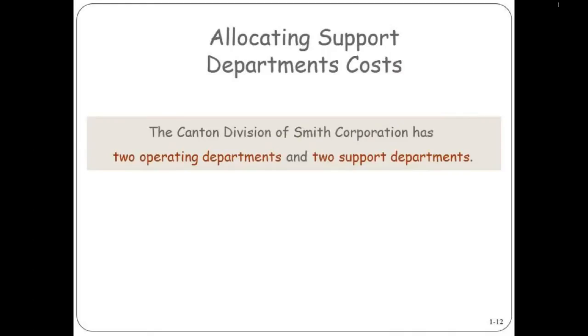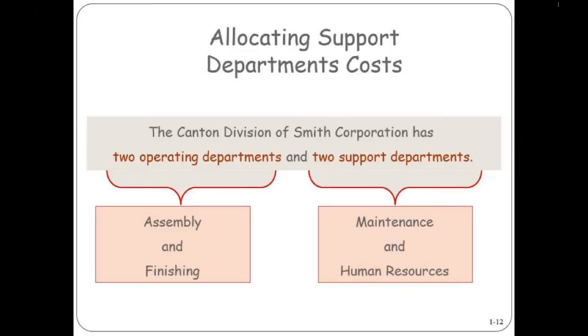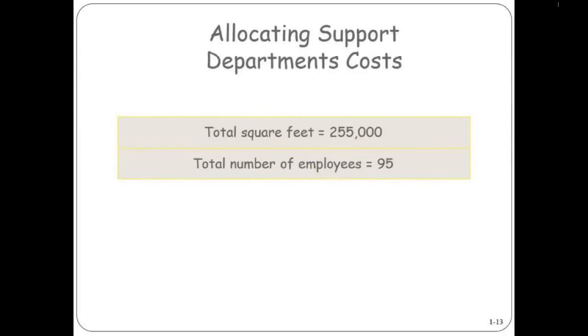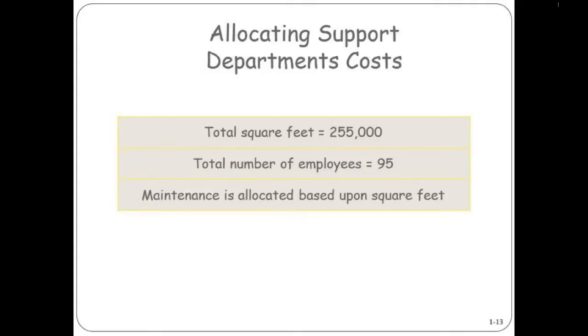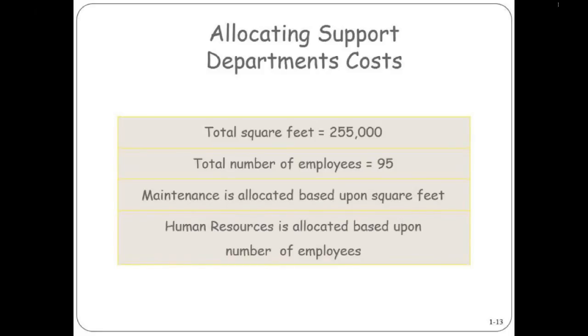Okay, so we'll use this Canton division of Smith Corporation, and they have 2 support departments and 2 end departments. We'll have maintenance and HR be the support departments, and assembly and finishing being the operating departments. There's a total of 255,000 square feet, and maintenance is allocated based upon square feet, so that's the driver. And HR is allocated based upon the number of employees. There are a total of 95 employees in total.